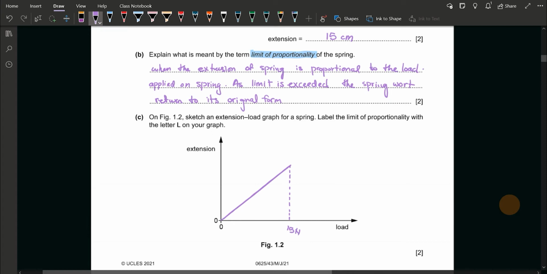As soon as 15 newton of load is reached, the limit of proportionality is exceeded, and we get our graph like this, which is going to be curved towards up. The simple explanation for this is when the limit of proportionality is not exceeded, 1 newton of weight is going to give us 1 centimeter of extension, and when the limit of proportionality is exceeded, 1 newton of weight could give us 2 centimeters of extension. That's why the curve is towards up. And we can mark our L here. So we are done with this part.